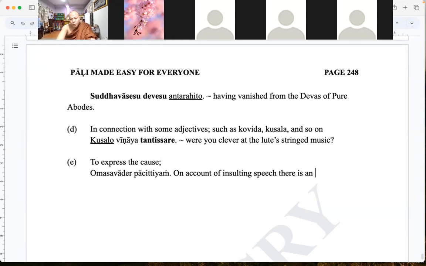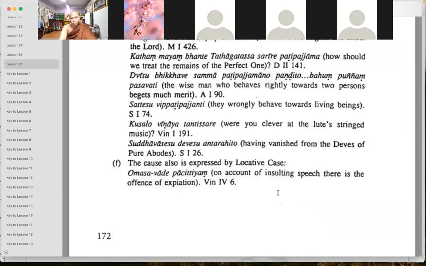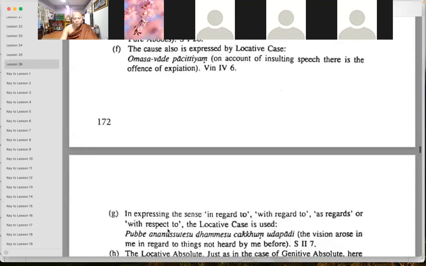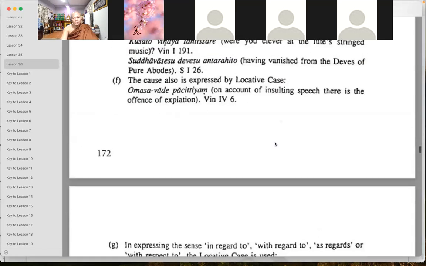So there is expiation. So that is just in the Vinaya Pitaka in this way, Pajetiyan, after he commits an offense or expiation. On account of, the sentence can be understood as: on account of insulting speech, the monk commits an offense or expiation. In this way, Omsa wadi with the locative case in the sense of reason. And then, only one example. Many examples can be similar to this one.